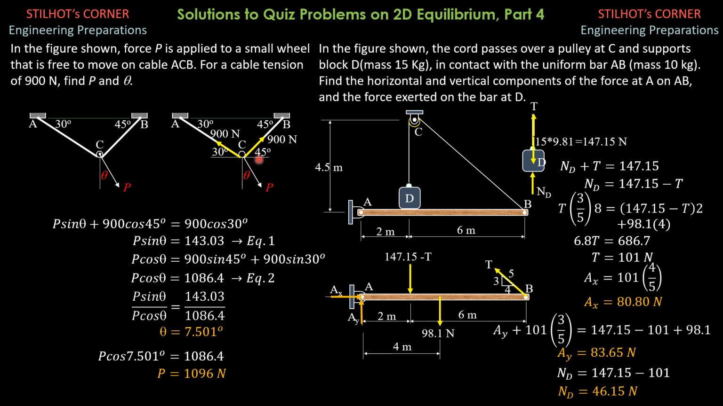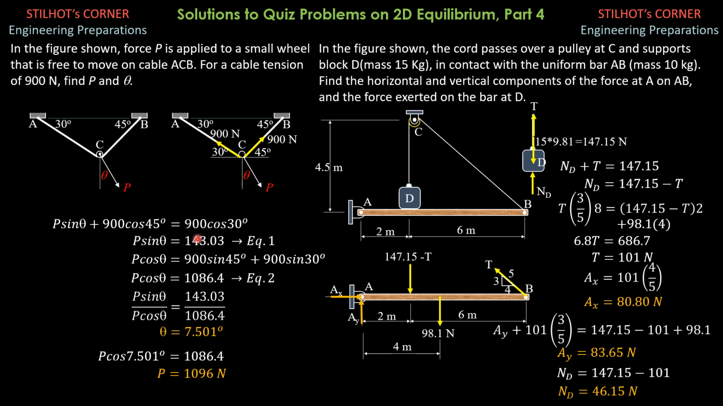So applying the equations of statics, summation of forces X equals 0, the X component of P is P sine theta, plus the X component of this 900 newton force, 900 cosine 45 degrees, and equals the leftward component of 900, which is 900 cosine of 30. Simplifying, P sine theta equals 900 cosine 30 minus 900 cosine 45 degrees. That would be 143.03. Call that equation 1.